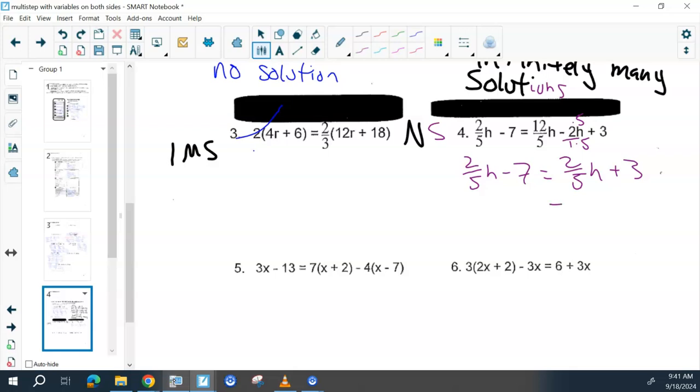But if you kept going, I could have subtracted the variable term and added one of the constant terms. So we would have got 0 equals 10, which is not a solution. Questions on that?